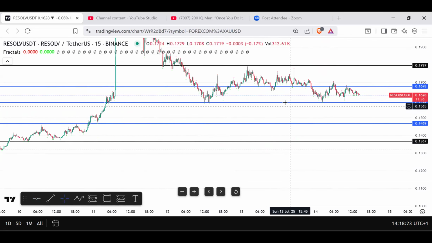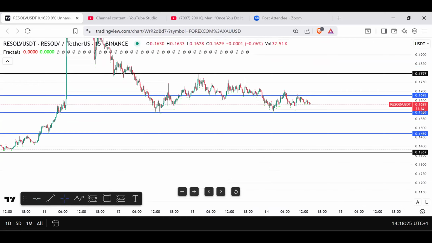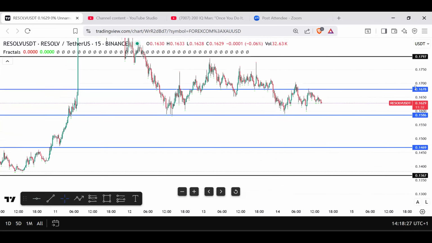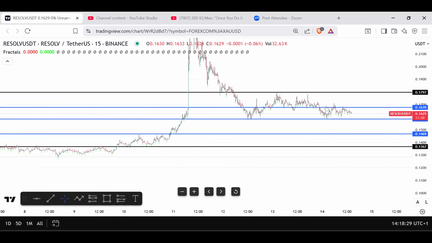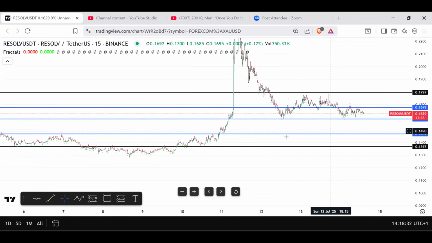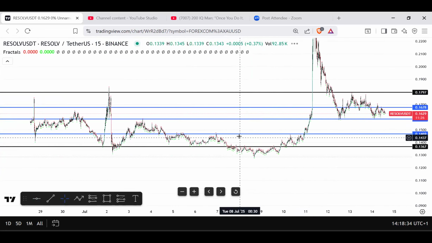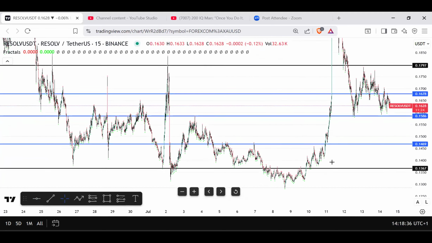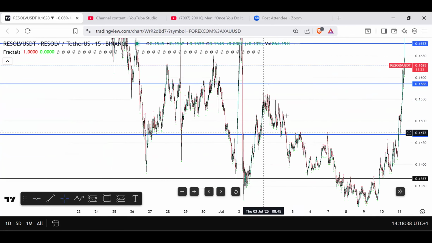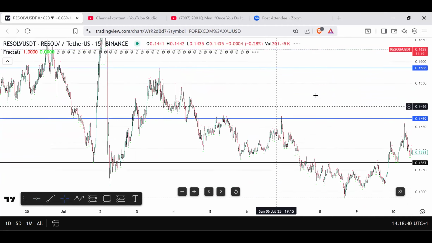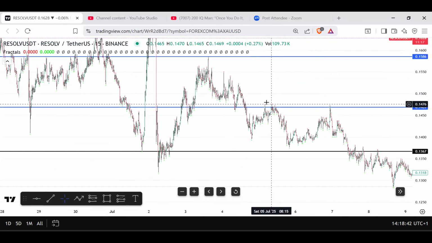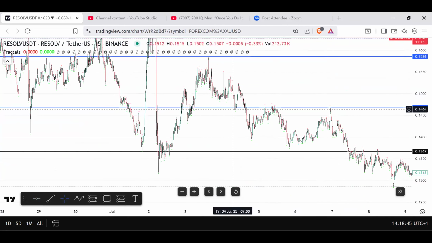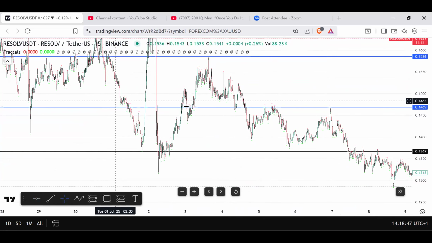Okay, so this is the key level on the 15 minutes time frame. What is the last line, the last blue line? There are three blue lines, no? It's also a key level. Also a key level. Okay.